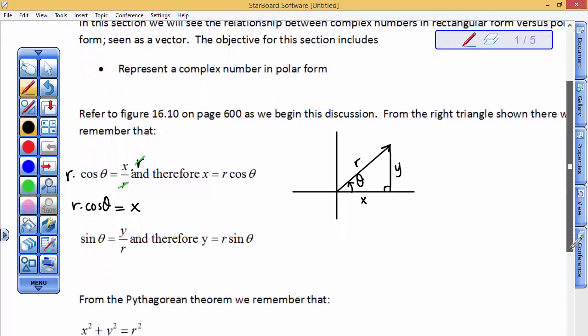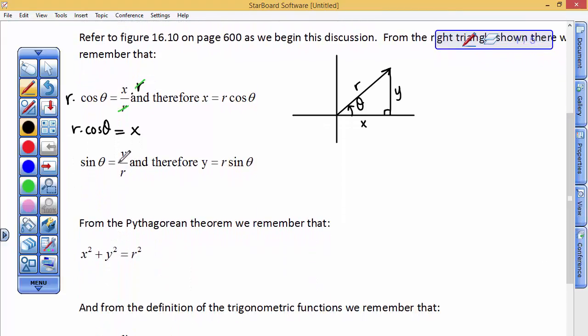Likewise, if I wanted to find the side called y, the sine of the angle is the side opposite over the hypotenuse, or y over r. And when I multiply both sides of this equation by r, the r's cancel out, and I have y equals r times the sine of theta. So this value right here could be found by taking r times the sine of theta.